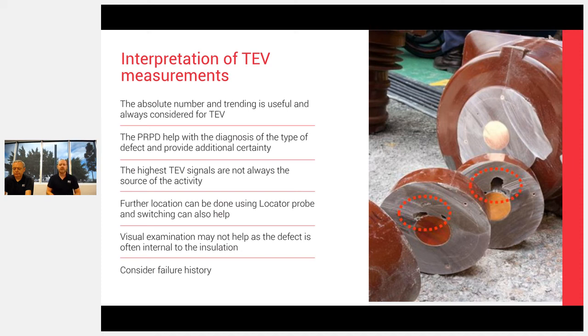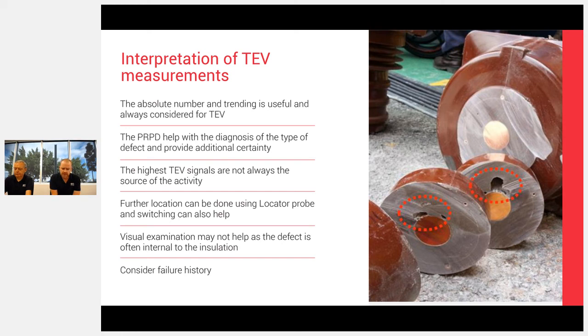A visual examination may not help, as the defect is often internal to the insulation. If you see that asset there on the right hand side that's been cut into 4 pieces, if that wasn't cut into 4 pieces, the outside of that asset would look completely fine, even though there's discharge on the inside of it. So it's important to realise that when you're getting TEV signals and you've diagnosed it down to a certain asset, or the most likely asset, and you open it up for an inspection, there's a pretty high chance you won't see anything.